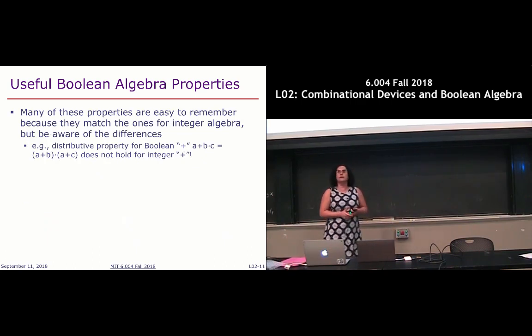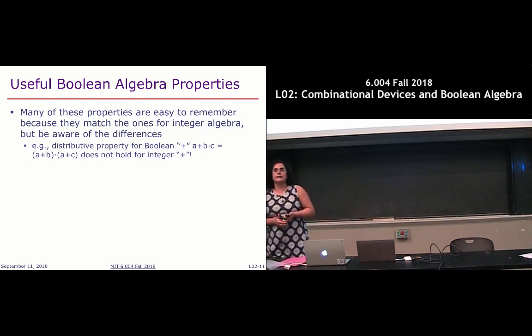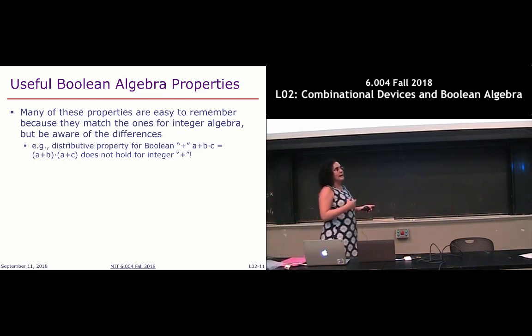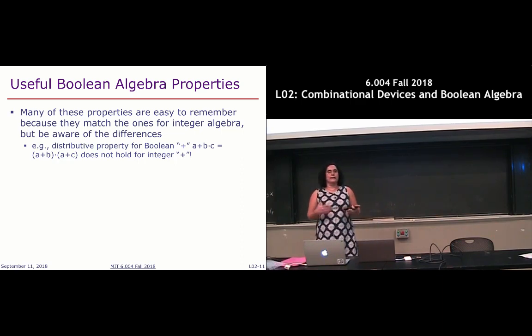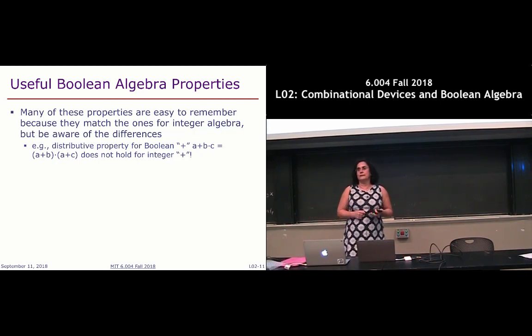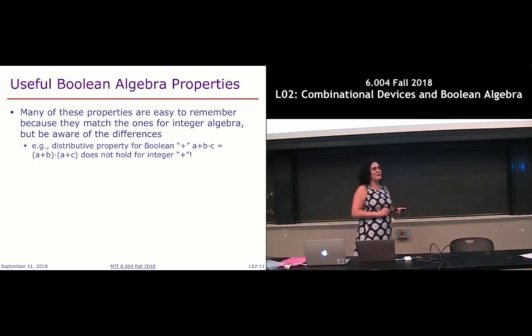Okay, so a lot of these properties are easier to remember because they are similar to your integer algebra, but you do want to just keep in mind that some of these actually are different. So in fact, if you look at the distributive property for OR, in Boolean algebra it holds true, whereas in integer algebra it doesn't. So while there is a lot of analogy, there are some differences to keep in mind.